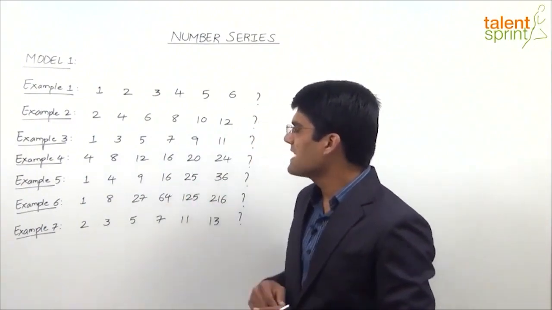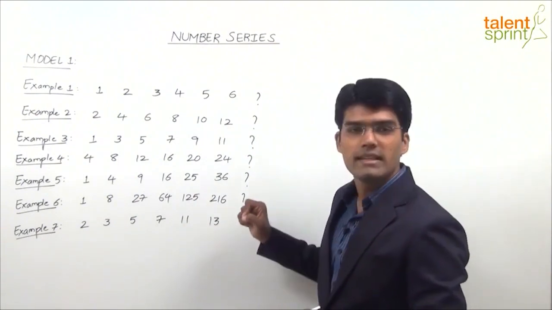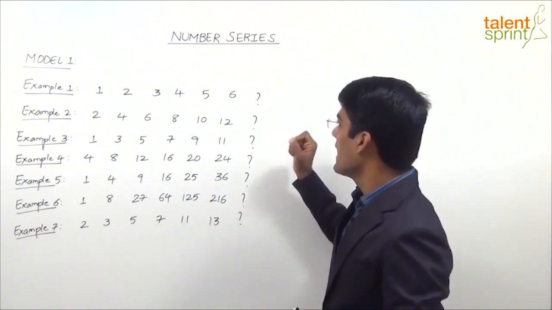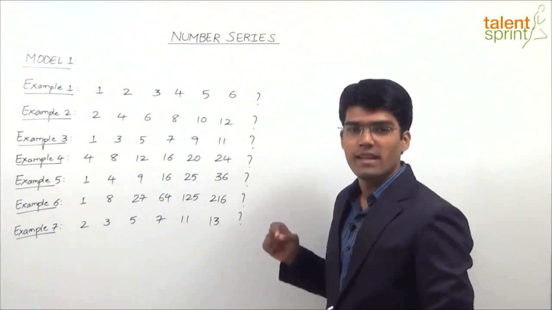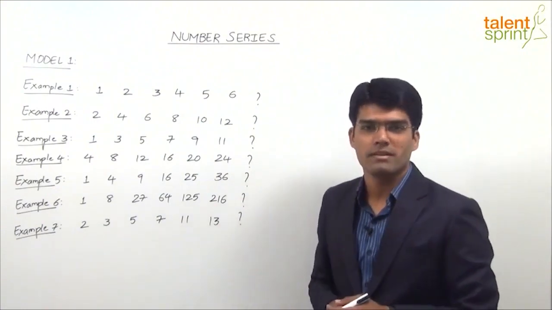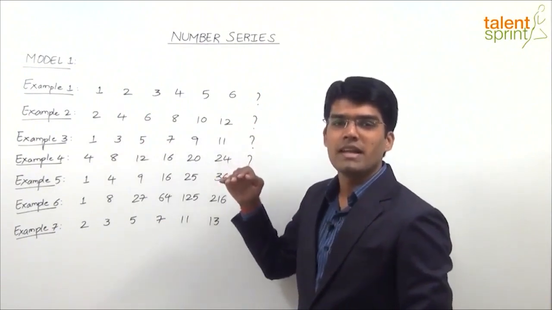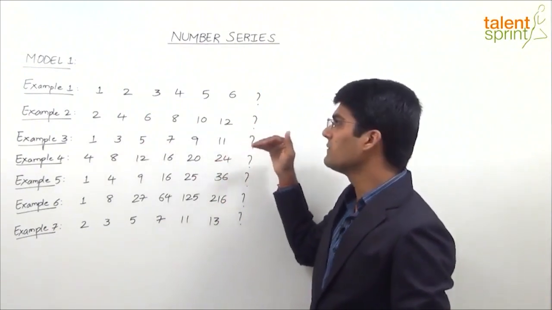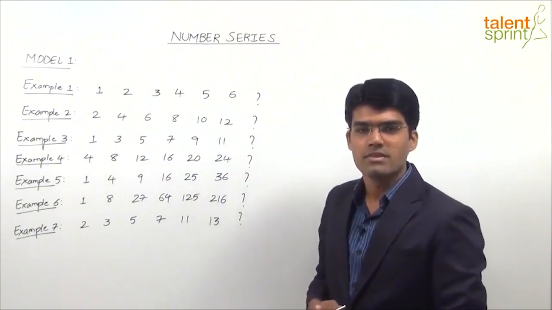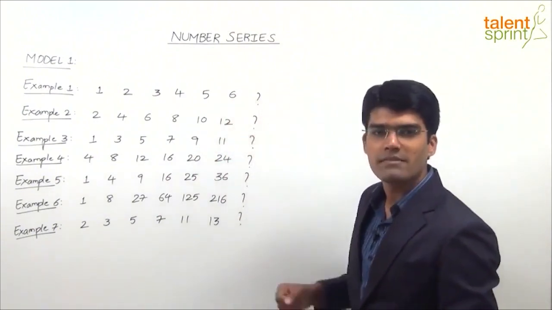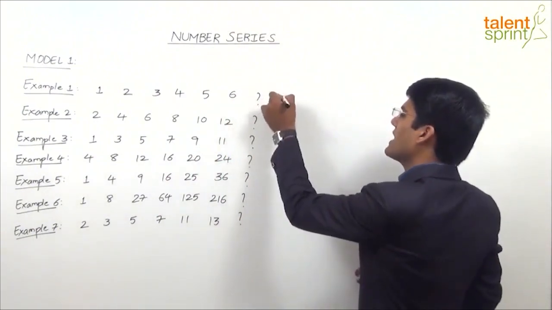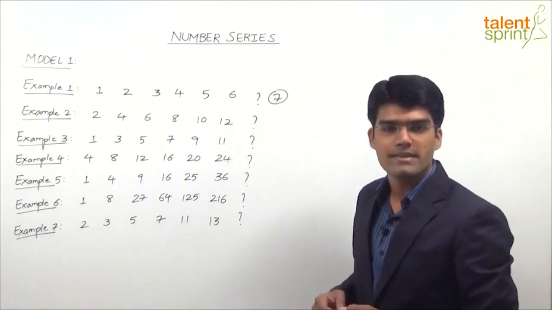Now, as you can see here, the first example is 1, 2, 3, 4, 5, 6 and question mark. So here we are supposed to find out what comes in place of the question mark. As you can observe, this is a very simple series which is nothing but natural numbers. 1, 2, 3, 4, 5, 6 all are natural numbers. So obviously the next number which comes after 6 here has to be 7. So the answer for question number 1 here is 7.